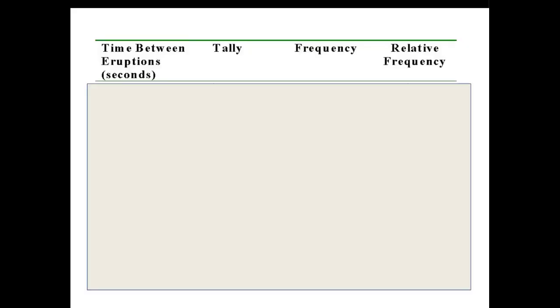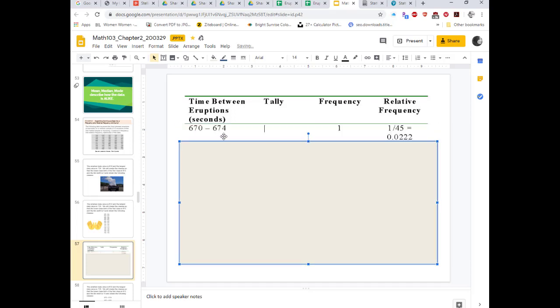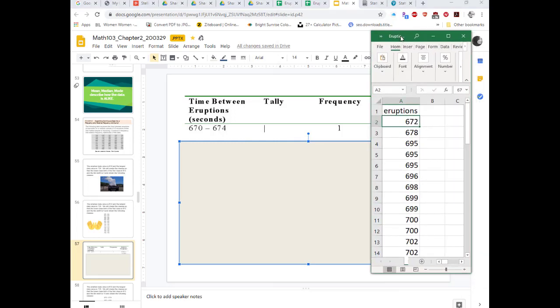So for this, I'm going to pull this down so we can see it. We've got my first bin here, which is 670 to 674. If I look at the data, I really just have one number that will fit in, so 672 will fit here. I've got one number between 670 and 674, so the frequency is 1.